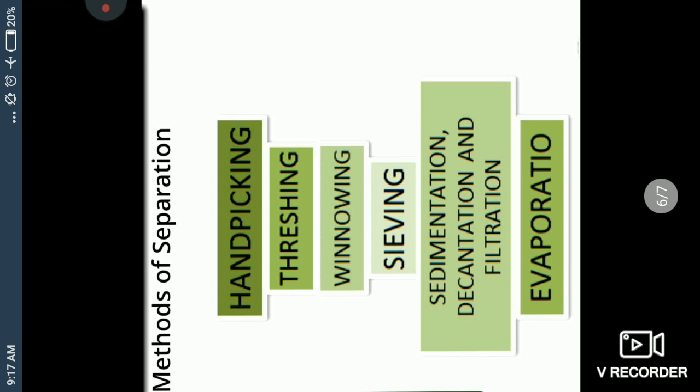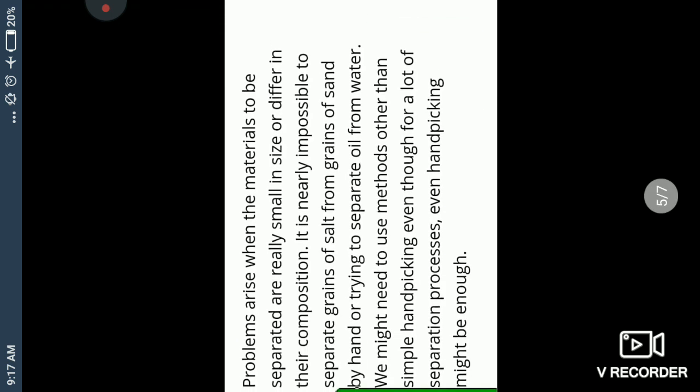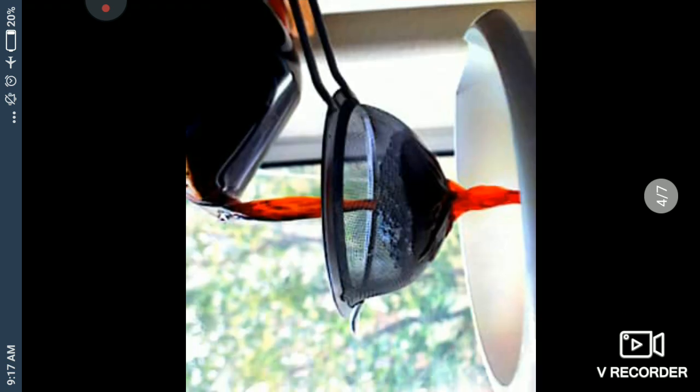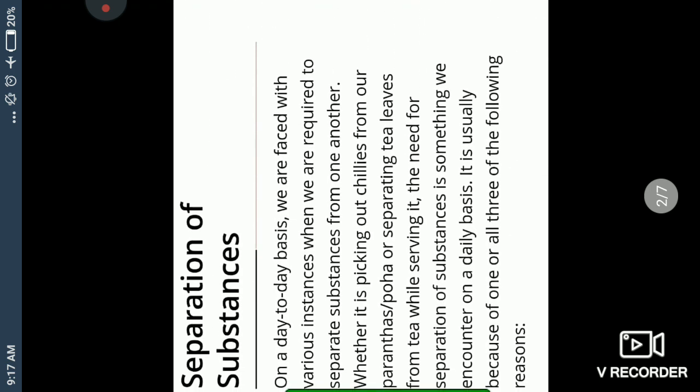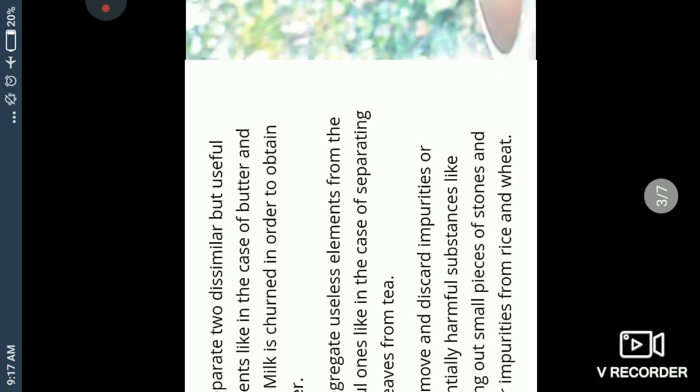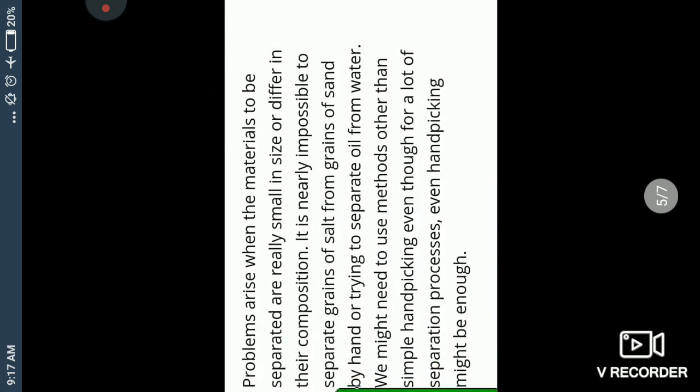And the homework: write down the methods of separation. Only one question is there, so you have to write it and learn it.